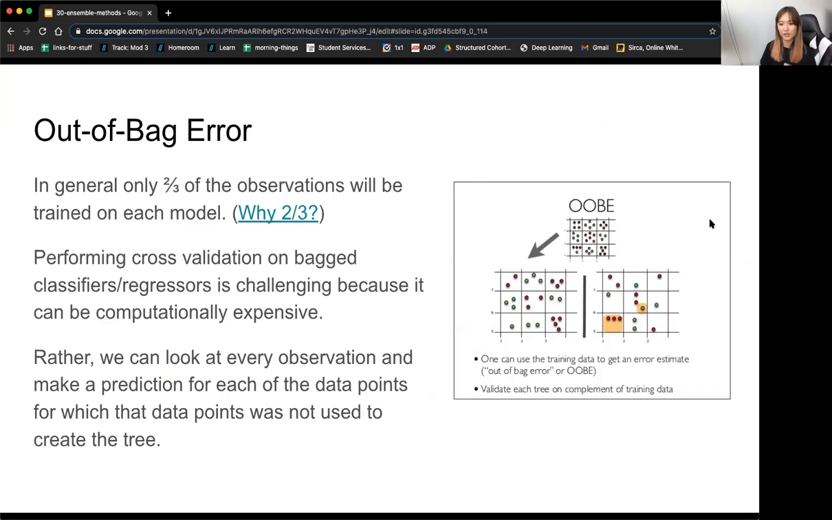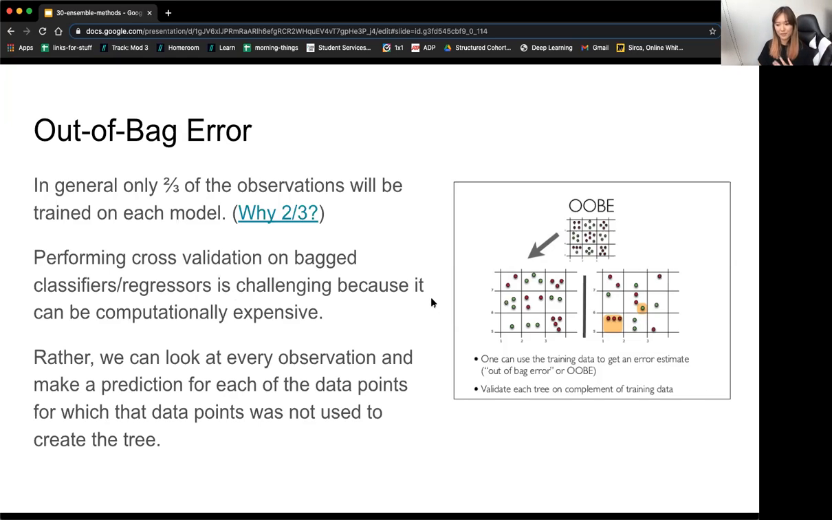So for each model, only a random 2/3 of your bootstrap data set will be used to train it. Again, as I just mentioned, cross-validation on bagged classifiers or regressors is going to be challenging because it can be very computationally expensive.